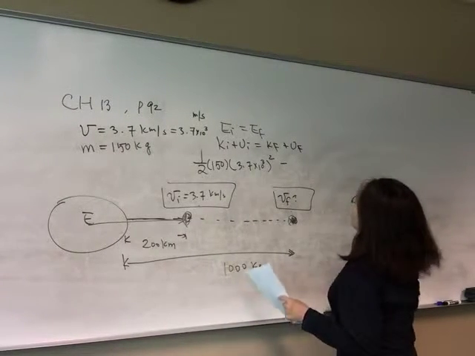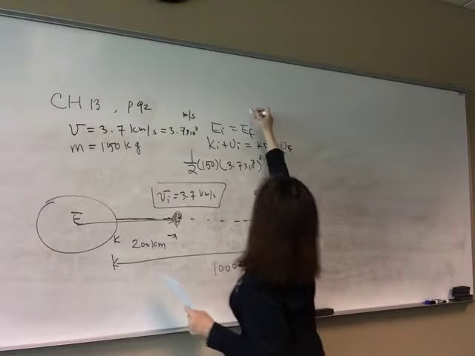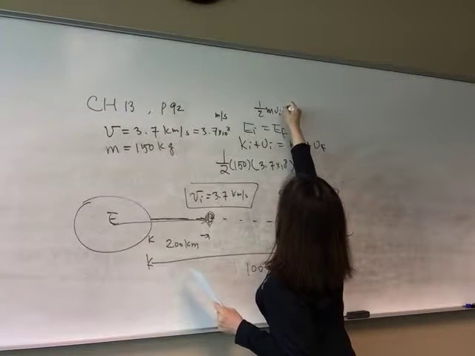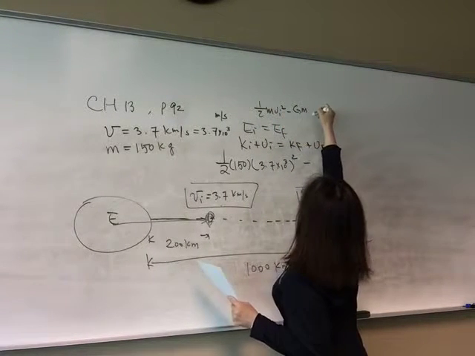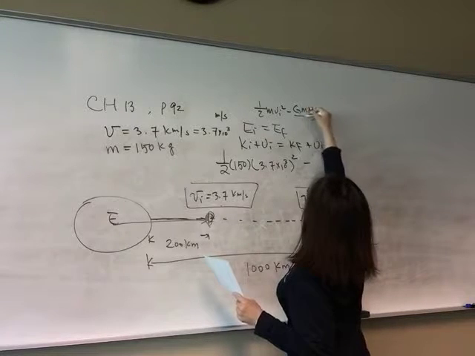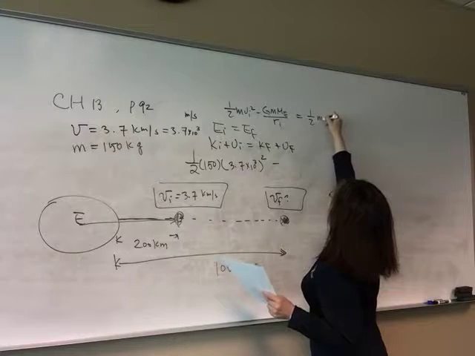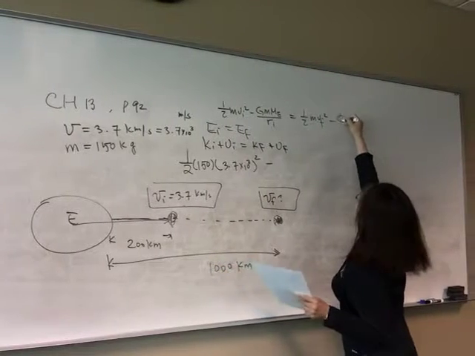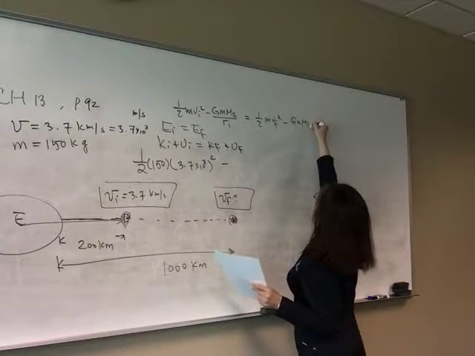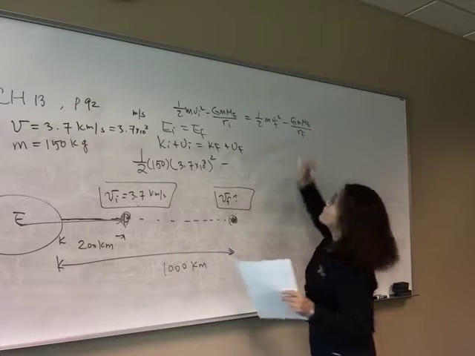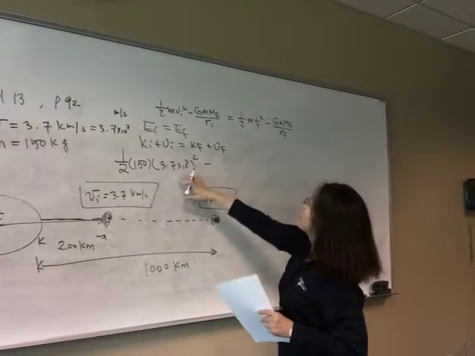So let me just rewrite it here. I like to have the equations first. So you have 1/2 mvi squared minus G m me over your ri, and that's equal to 1/2 mvf squared minus G m me over rf. That's the equation we go by, so let's plug in the numbers.